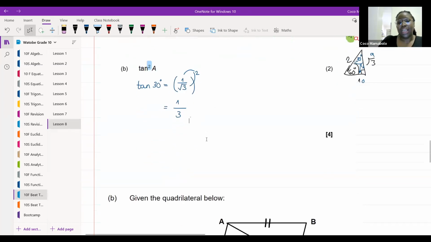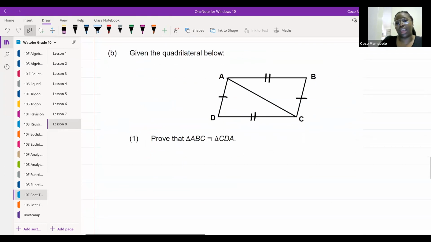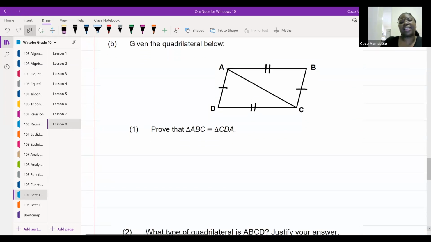Okay, all right, let's have a look at this one over here. Now, this is a Euclidean geometry question. I'm going to give you guys a couple of minutes to look at it. It says here that we've been given a quadrilateral, and it says here, prove that triangle ABC is, what does this thing mean? What does that thing mean? Who remembers?